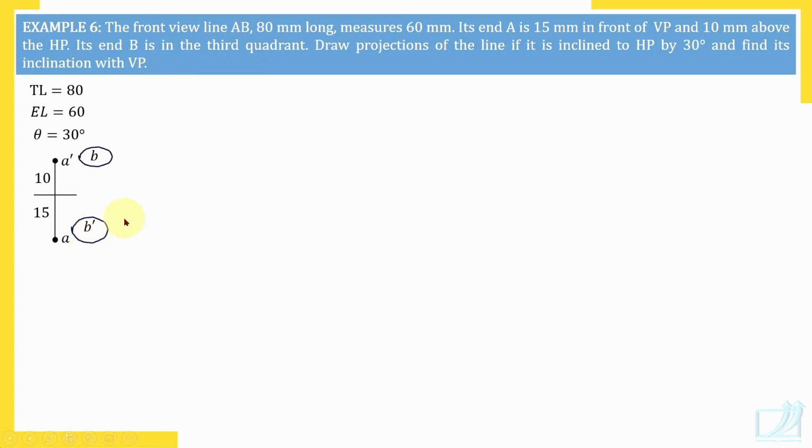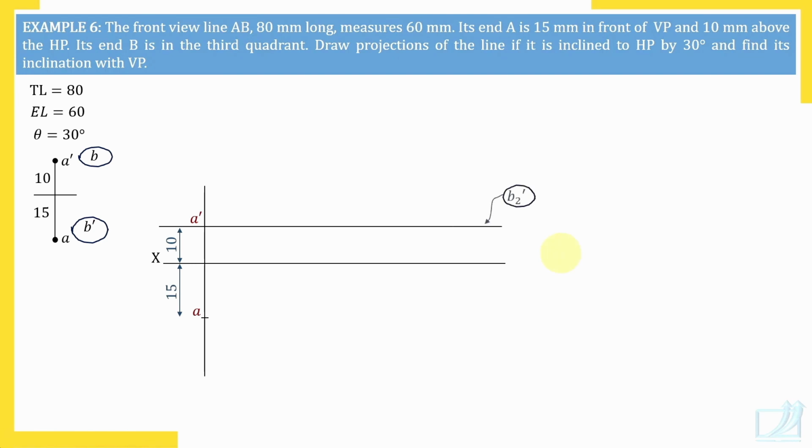While measuring the angles, you are going to take care of this. Theta 30 degrees. Theta is a front view angle. So you are going to measure this angle downwards so that you get B dash below XY line. So draw XY line and mark the reference point.